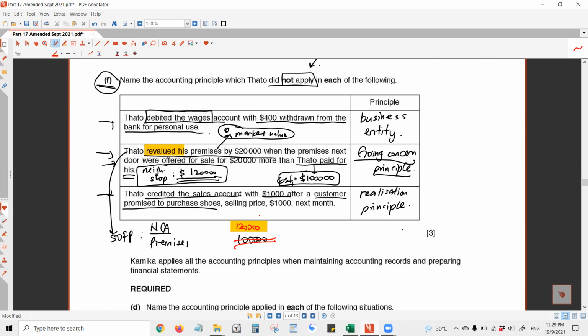No. This is the market value right now. Tato should not show it at market value, unless Tato tells us that he would like to close down his business. Then showing the 120,000 is fine. But since the question doesn't mention otherwise, we should assume that Tato would like to continue to run the business. That's why Tato should follow the going concern principle and show it at the cost instead, 100,000. You get what I mean?